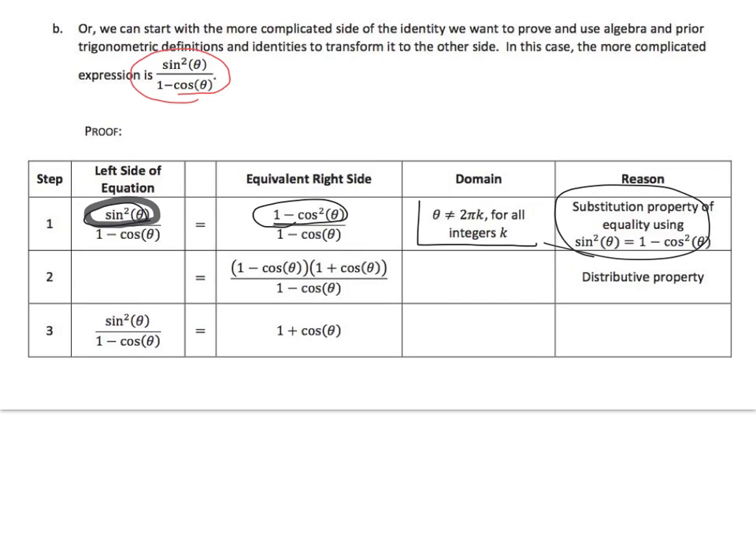I still have the same domain issues because I have 1 minus cosine theta in the denominator. I am now going to factor this, using the distributive property, and that will allow me to simplify, or in the book they call it substitution, just like the last slide, by saying 1 minus cosine theta over 1 minus cosine theta equals 1.